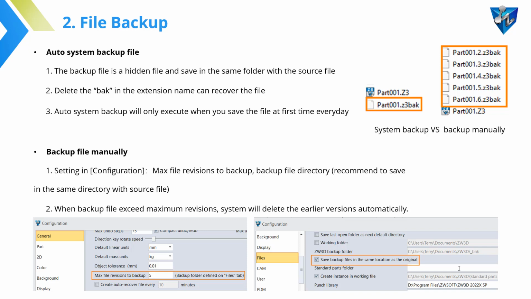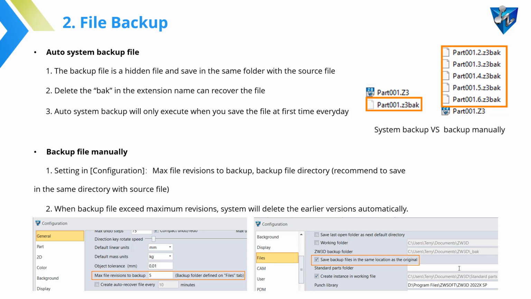You could also manually backup the file. You can set it in the configuration menu. Under the configuration menu, the maximum file revision to backup can be set to different values. As you can see here, the maximum file revision is 5. And we highly recommend saving the backup file in the same location as the original. When the backup files exceed the maximum revision, the system will delete the earlier versions automatically.